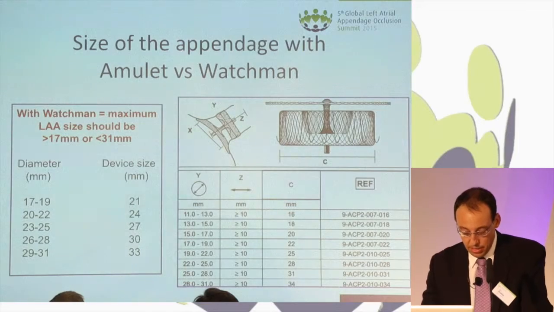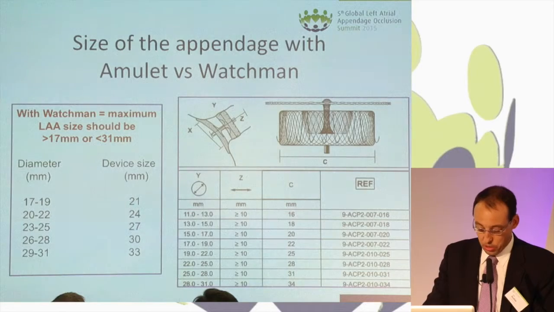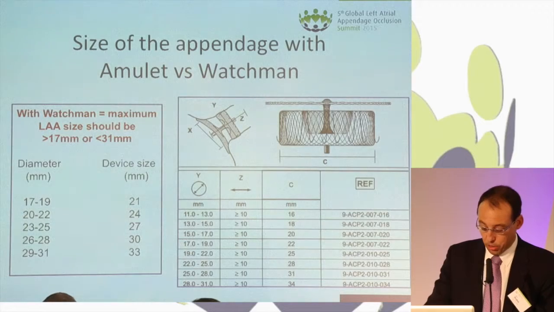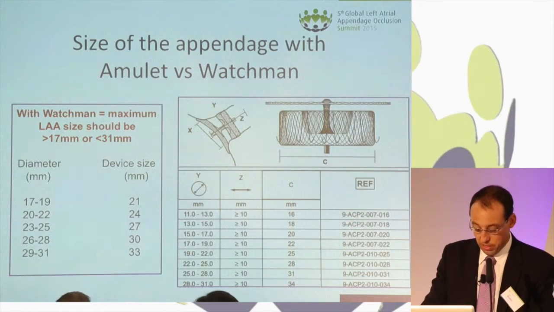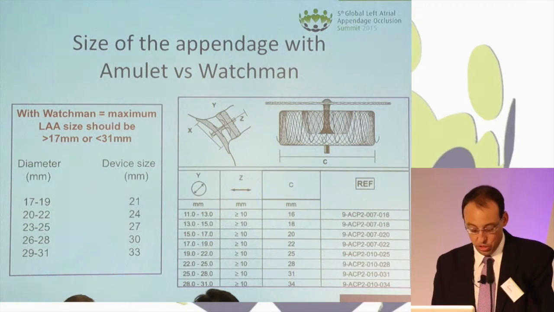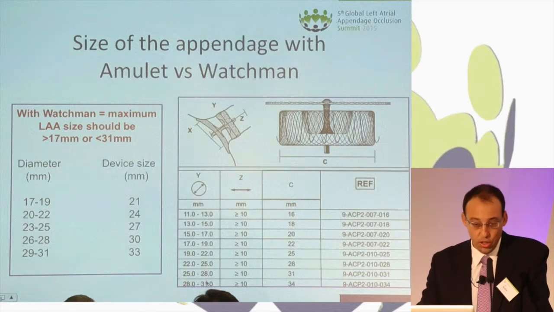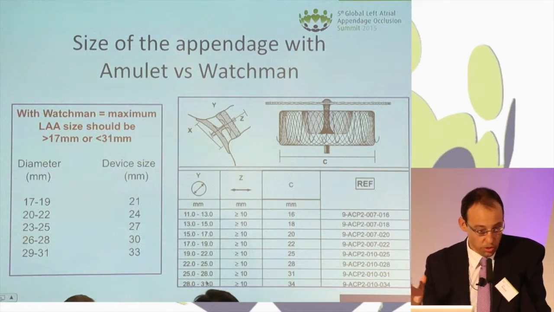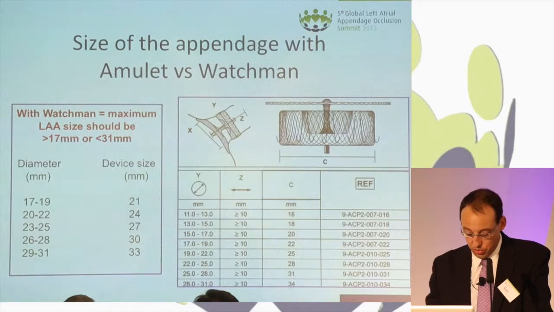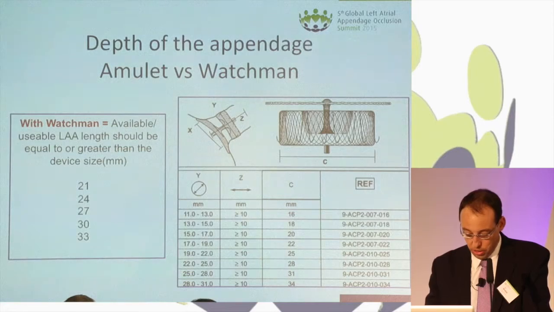The size of the appendage is also something that can be challenging, especially when it's very small or very large. I'm putting the charts of the most commonly used devices side by side. For the Watchman, the size of appendage that you can treat at this point is from 17 to 31 millimeters, and with the Amulet, it's from 11 to 31 millimeters, giving more range and more options to treat very small or even larger appendages.